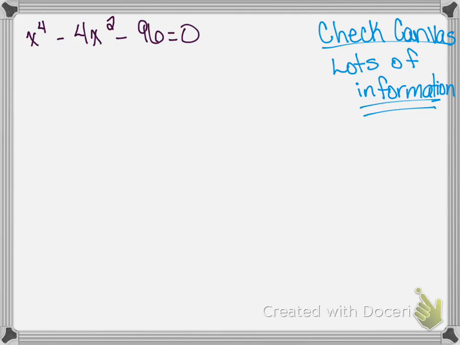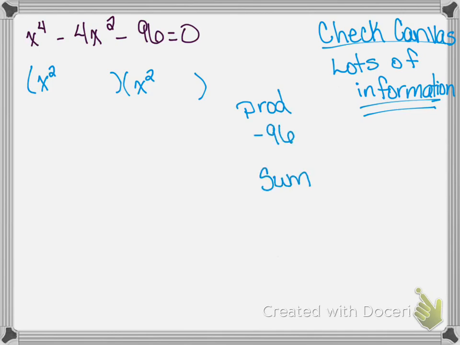So instead of having x and x here, what we're going to have is x squared and x squared. Now we can still solve this by using our sum and our product. We're still going to look at this that way. So my product is negative 96, and my sum is negative 4.